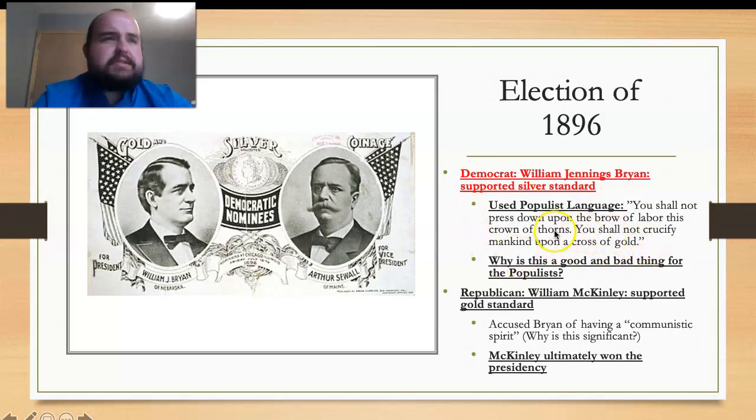What are a couple of things he's doing here by using this type of language? I'll give you a second to read over it, which you're hopefully doing at home.